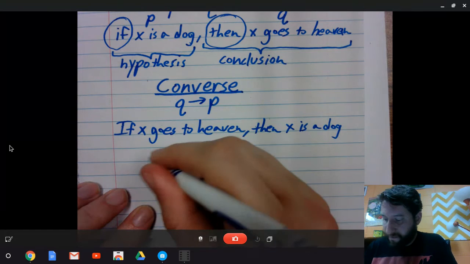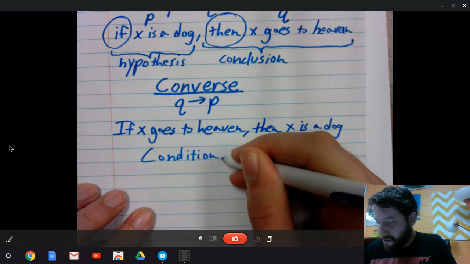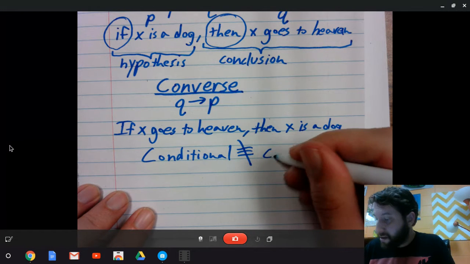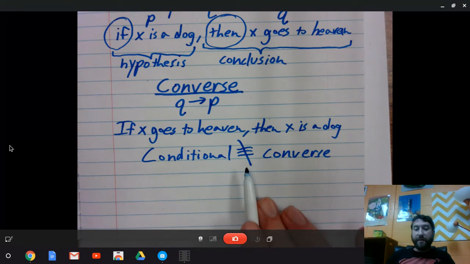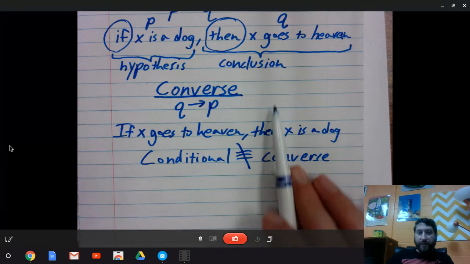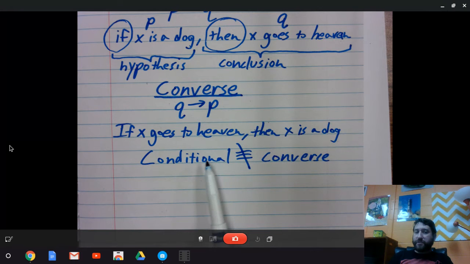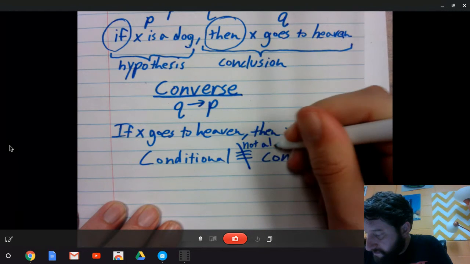So conditional, I'm going to write this down because this is important. Conditional is not logically equivalent to the converse. Sometimes it is, and we're going to get to that because there is a special case when these two are equivalent. There are cases where if this is true, this is also true as well, where both of these things are true. All right, there's a special case for that. But don't just assume that the conditional is always logically equivalent to the converse. Okay, I'm going to say not always.